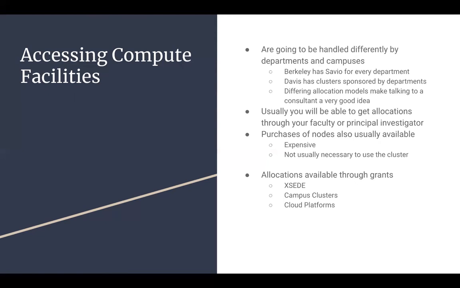Again, it's going to be handled differently by different campuses and departments. We have Savio for every department. Davis has clusters sponsored by differing departments, and they have differing allocation models, which basically just makes talking to consultants a very, very good idea. Usually you'll be able to get allocations through your faculty or principal investigator. Purchases of nodes are also usually available. That's very expensive and not usually necessary to actually use the cluster. And there are also allocations available through grants such as XSEDE, campus clusters, and cloud platforms.